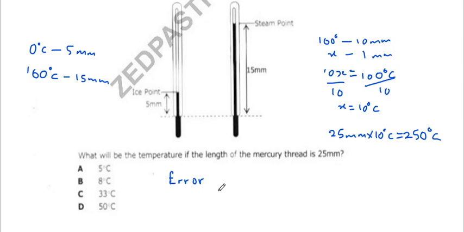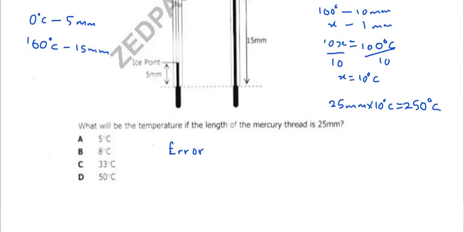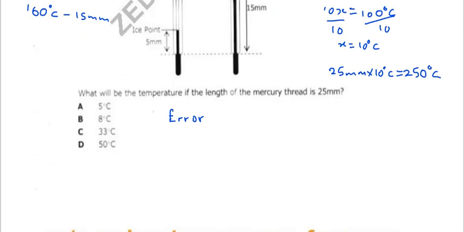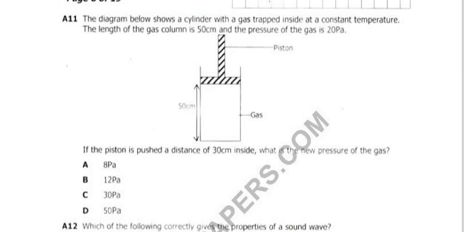So we can move on to question number 11. So we're on question A11. A11 says, the diagram below shows a cylinder with a gas trapped inside at a constant temperature. The length of the gas column is 50 centimeters and the pressure of the gas is 20 pascals. And we have there a photo of the gas column.